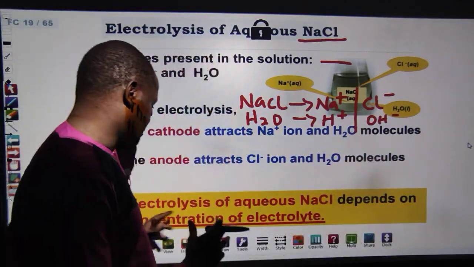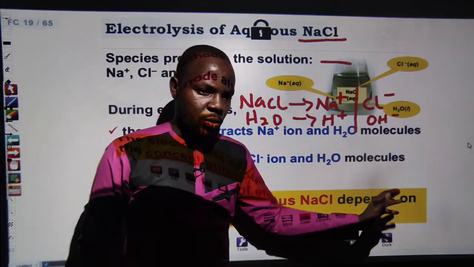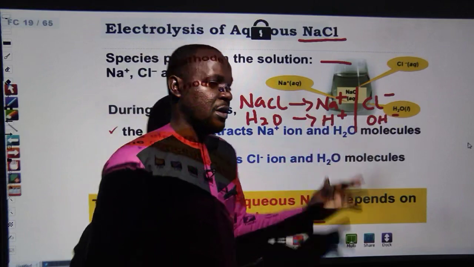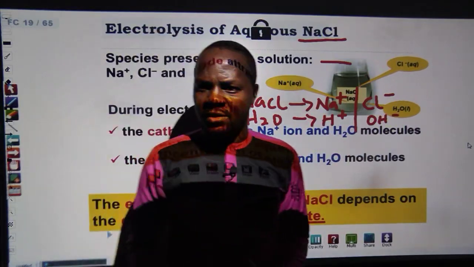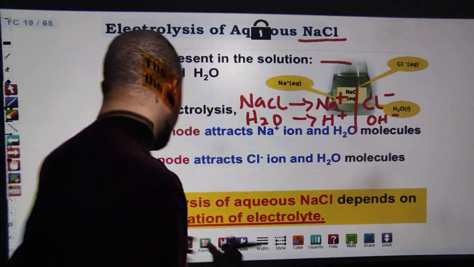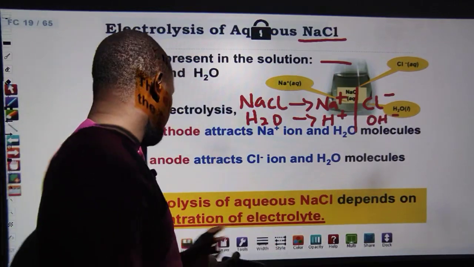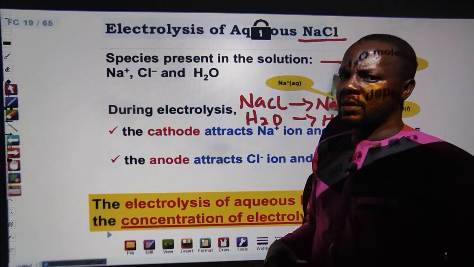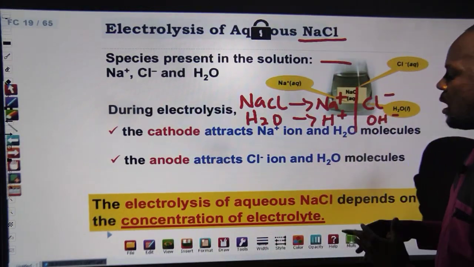But the factors that will affect them are what we want to talk about. Now, here we want to focus on the second factor, which we call the concentration of the ion. So here we are talking about electrolysis of aqueous sodium chloride, which depends on the concentration of the electrolyte. Now, what do we mean by concentration of the electrolyte? How do we see that?